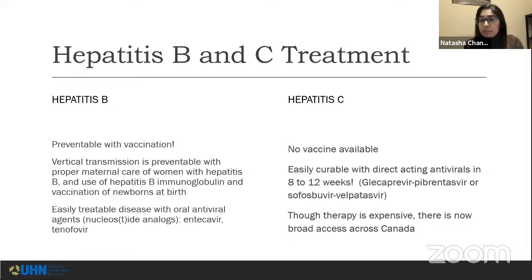Very briefly, hepatitis B and C are both easily treatable with oral medications, which have virtually no side effects. And I also want to emphasize that hepatitis B is fully preventable with vaccination. Thankfully, here in Canada, even though hepatitis C treatments are very expensive, we have broad access to treat any patient with hepatitis C. And what we're doing now, especially with the COVID pandemic, is wanting to re-engage our partners in primary care to continue to screen patients so that we can identify and treat as many patients as possible.